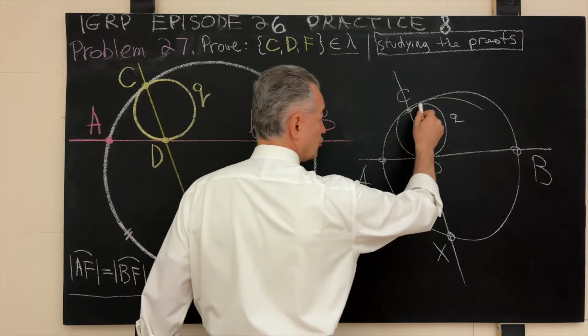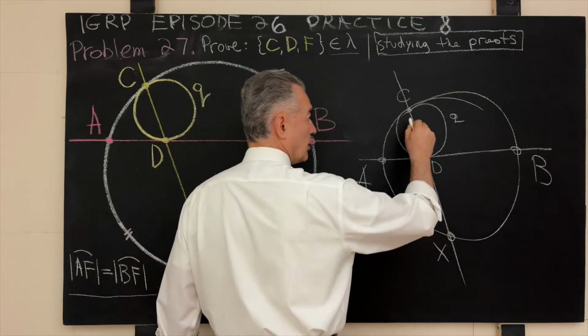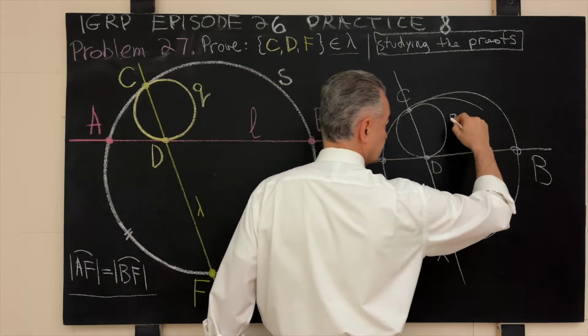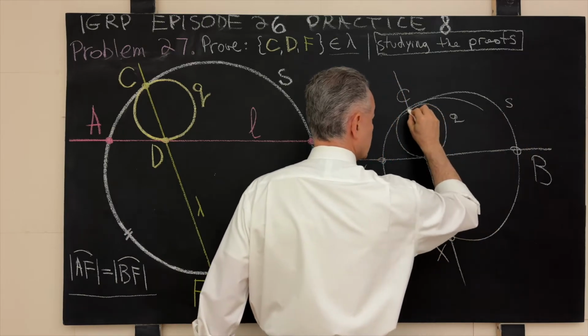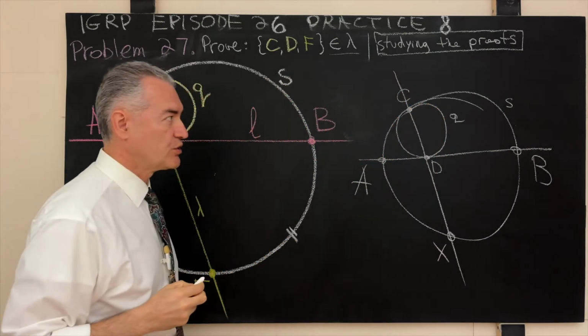So here we have 2 circles, Q and S, that share a common point at C. What does that mean?